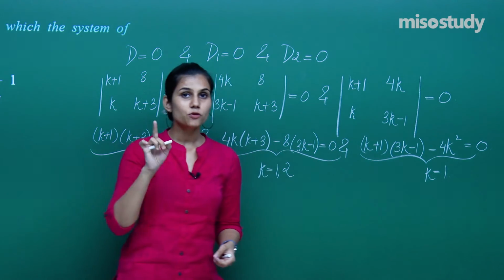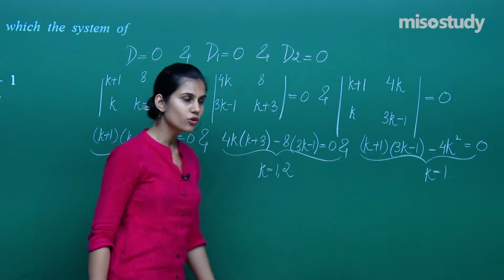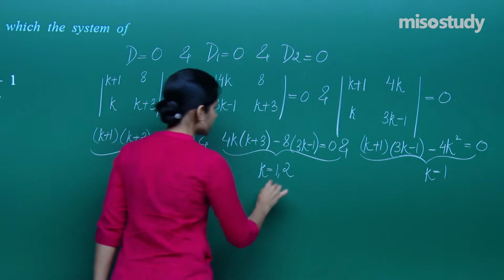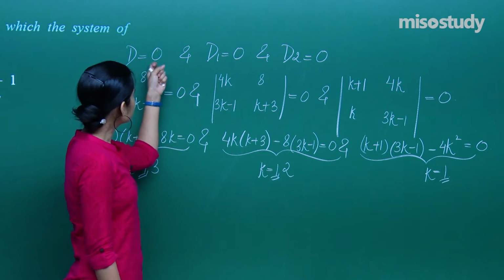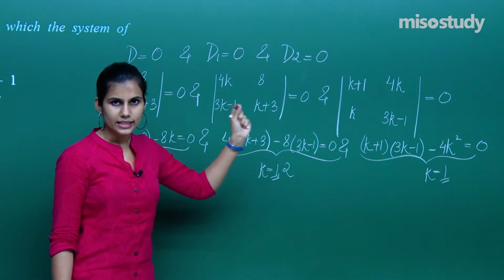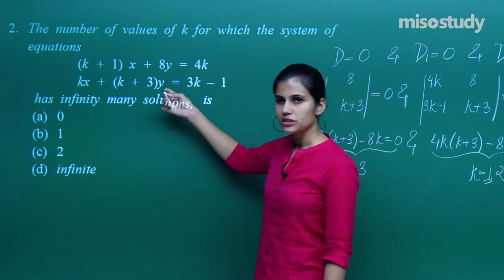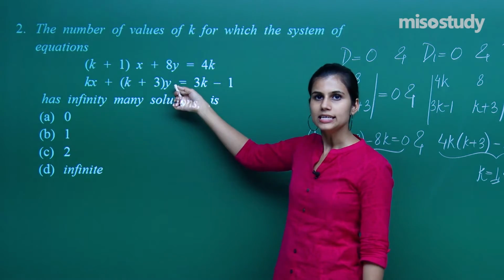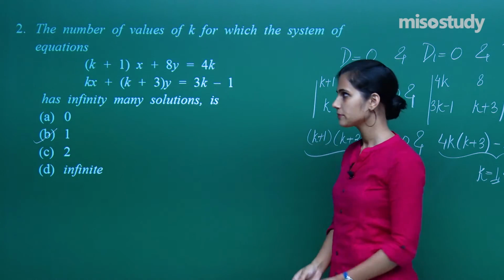So what is the value of k for which all of these are 0? It is only one value, which is the number 1. For k equals 1, all of these are 0. That's the common solution to all three equations, and therefore it is for k equals 1 that this system is going to have infinitely many solutions. So your answer is k equals 1.